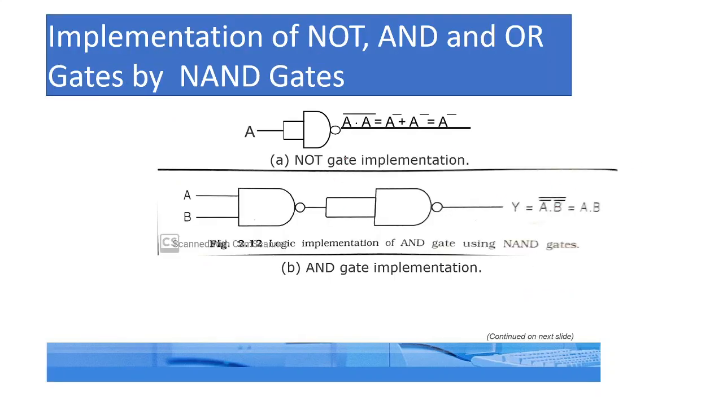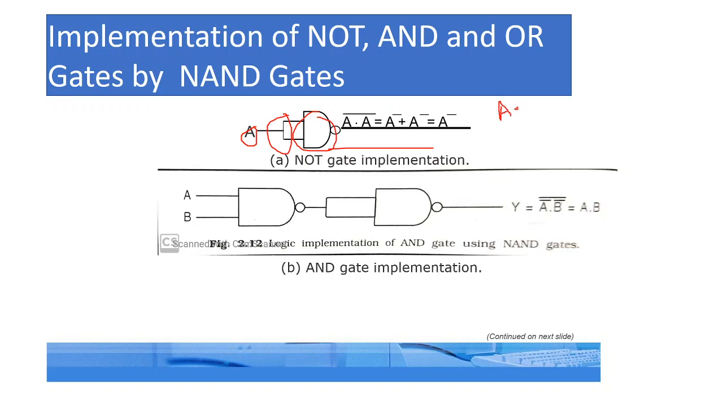This one is the implementation of NOT gate with the help of NAND gate. Here we require only one NAND gate. We apply input A to the NAND gate, duplicated. This means that A is applied twice to this NAND gate, and the output is A dot A whole bar. Let us understand this with the help of an example.